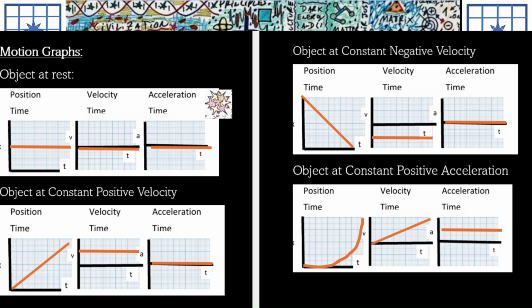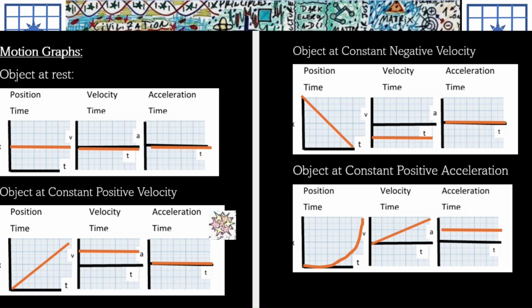Object at a constant positive velocity, so it's a linear equation on position versus time graph with a positive slope. The slope of a position versus time graph is velocity, and the slope of velocity versus time graph is acceleration, because the slope of a position versus time graph gives you position over time, which is velocity, and velocity over time gives you acceleration. So positive slope, so the velocity versus time graph is a flat line above the axis, because it's a constant positive velocity, and acceleration is 0 because it's moving at a constant velocity.